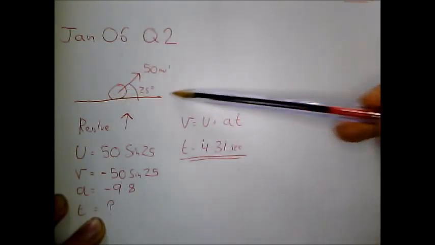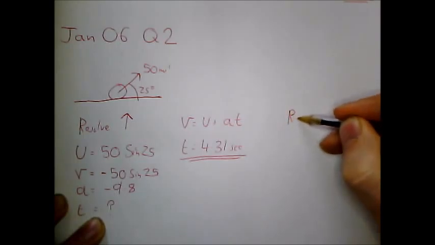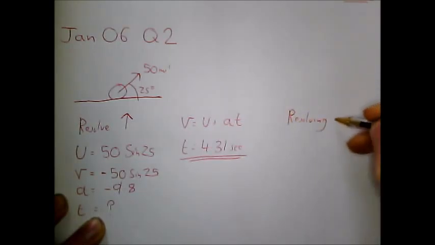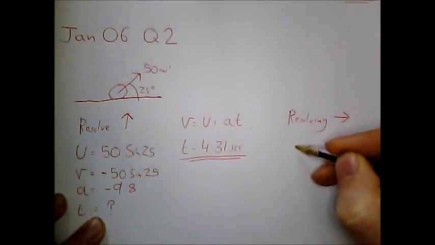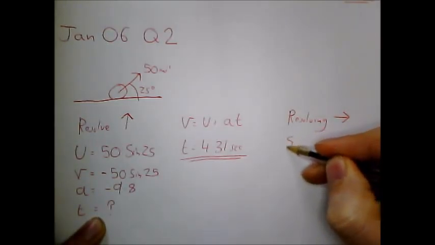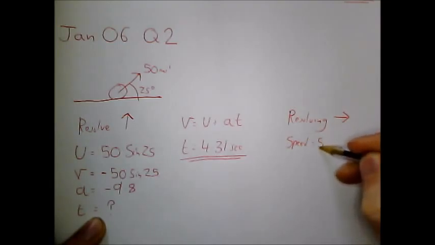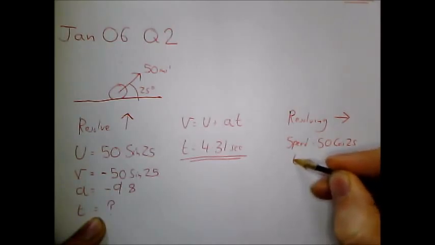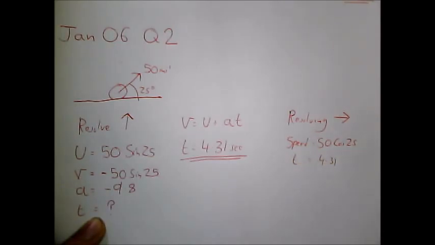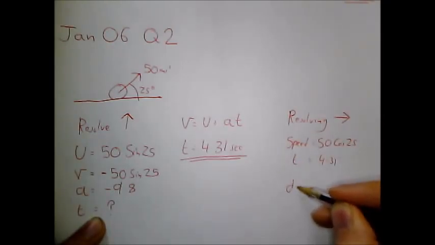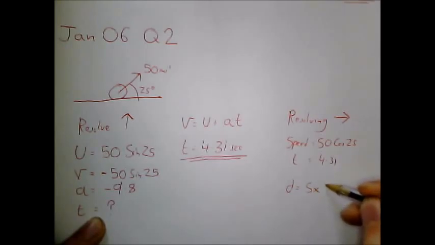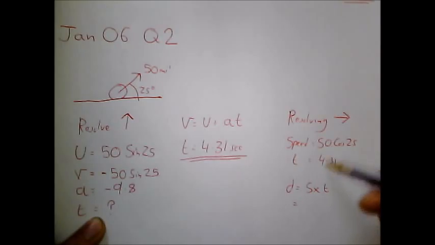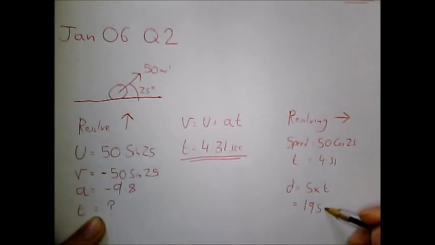So now we want to see how far it's going to travel in the horizontal motion. So now resolving to the right, we have a speed of 50 cosine 25, and we have a time of 4.31 seconds, and there's no acceleration acting on this. So using distance equals speed times time, and substituting these values in, you should get a distance of 195.3 meters.